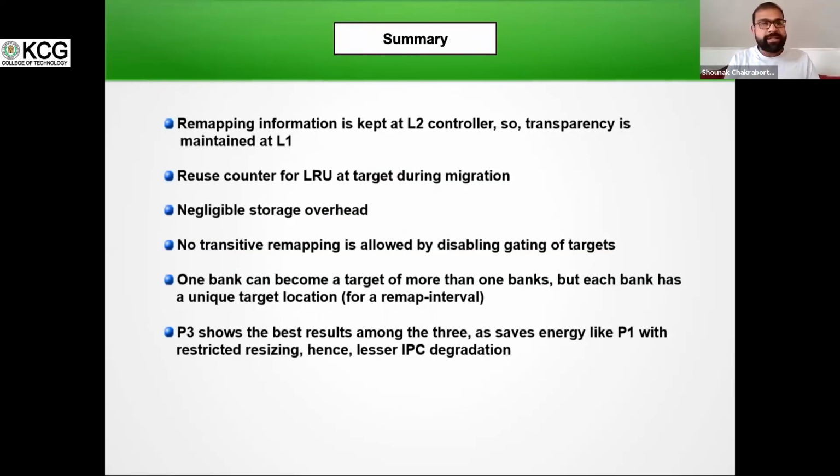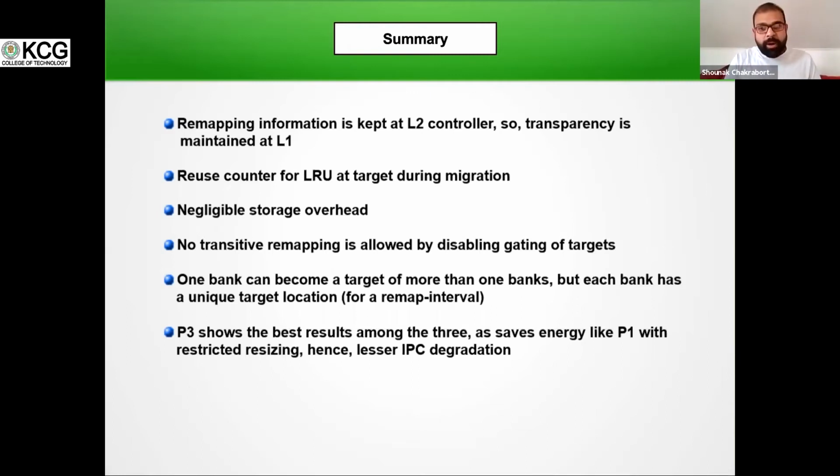So we maintain the transparency at the L1, so we don't have any kind of overhead incurred in the L1. And we have also used the reuse counter. The reuse counter is a very nice concept that we have used to break down the LRU problem at the target while doing migration. And we had negligible storage overhead, very less actually, so you can simply implement this. Even the bookkeeping is very easy in this case.